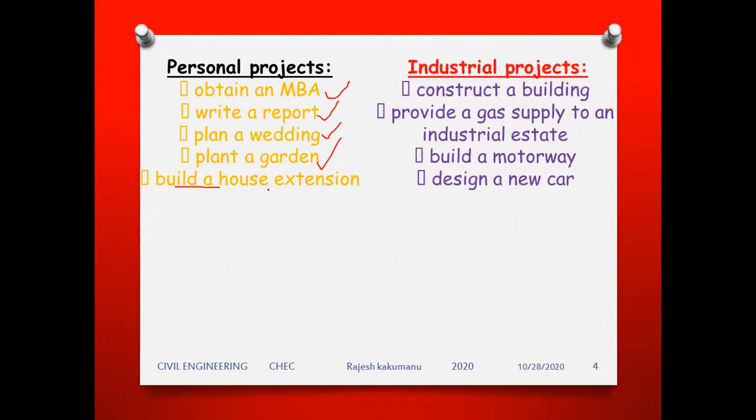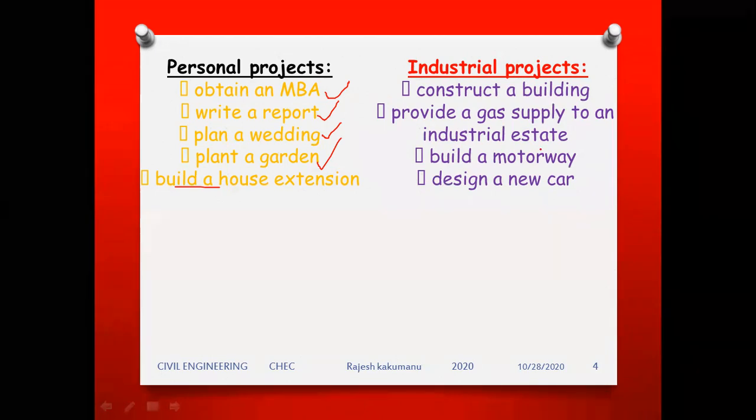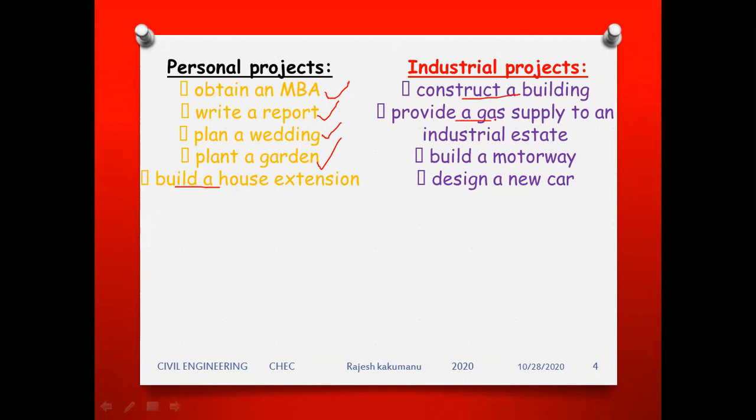Next, coming to the industrial projects. Under these industrial projects, what are the things you have? Construct a building. Every industry has activities going on, but before that, what do you require? You require space. You require a building. So when you take industrial projects, you can have projects like construction of a building, providing gas supply to any industrial estate, providing water supply to any industrial estate, building a motorway, designing a new car. So these all come under industrial projects.